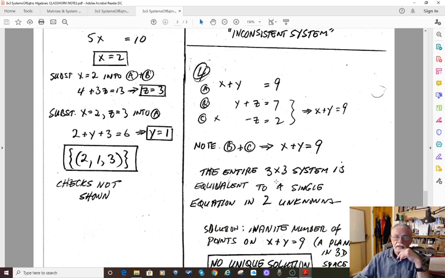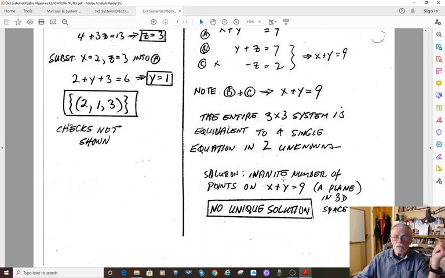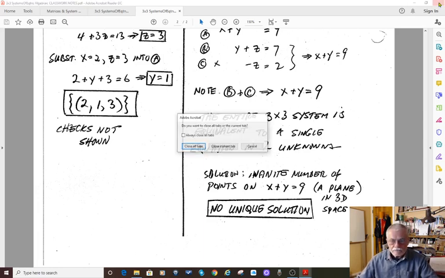If, let's say, I add B and C, just because I want the z's to cancel out, I get x plus y equals 9, which is the same as equation A. So again, this isn't going to work out as well. We're going to have a single equation and 2 unknowns. We have a name for that. It's a line, yeah, so we do not get a unique solution. So let me get out of there.